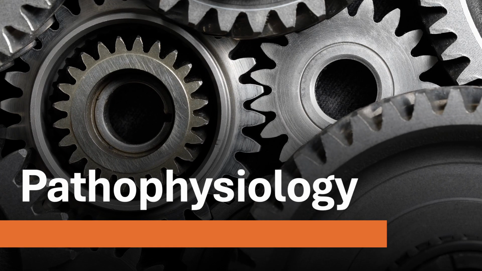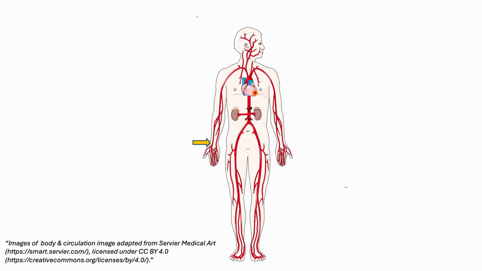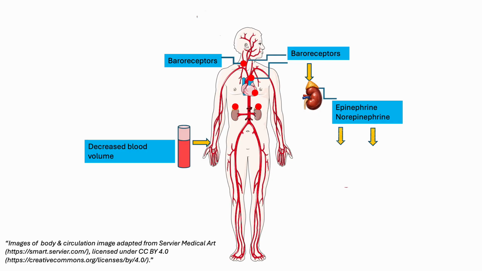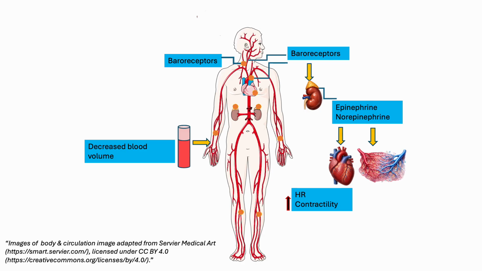Now, let's untangle the complex pathophysiology. So, when the intravascular volume is reduced, the baroreceptors are activated. These are present in the carotid sinus and the aortic arch. The baroreceptors will act on the adrenal glands to secrete epinephrine and norepinephrine. These two act on the heart to increase the cardiac rate and contractility, and on the peripheral circulation to increase the peripheral vascular resistance. These physiological responses try to compensate for the reduced blood pressure.